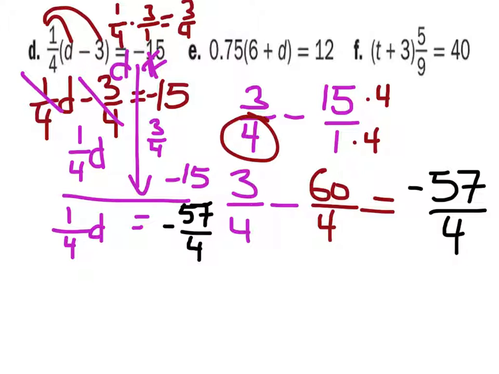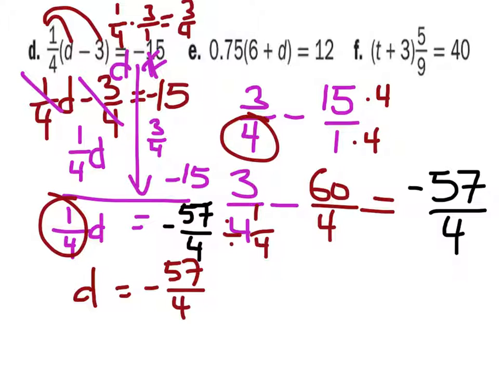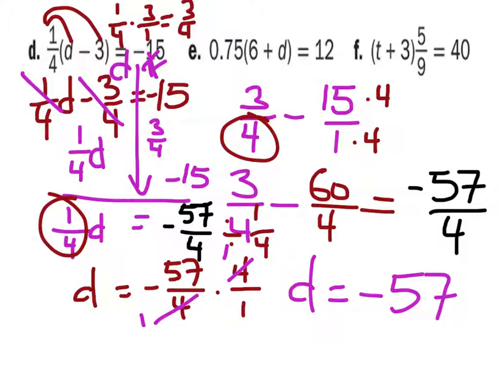All right. What's the coefficient of D? 1/4. So divide this by 1/4. Can't do it. D equals negative 57/4 times 4/1. Some of you are noticing. Cross simplify these. D equals negative 57.